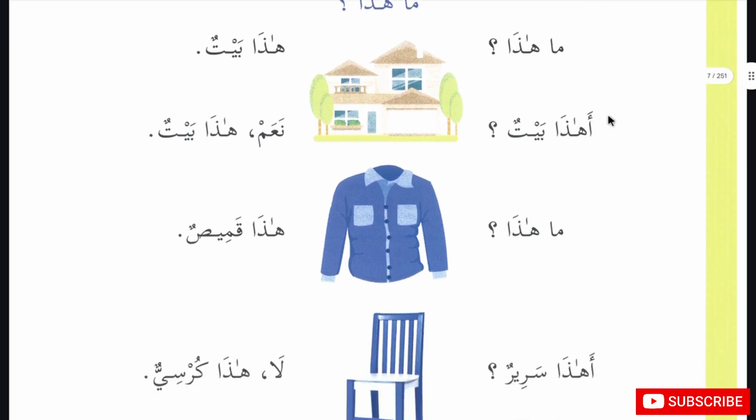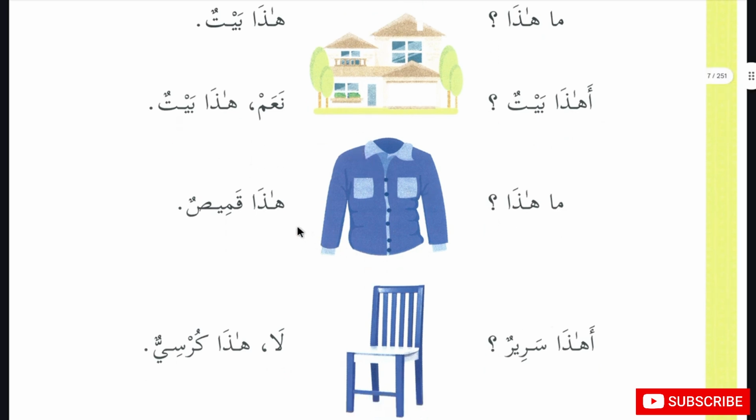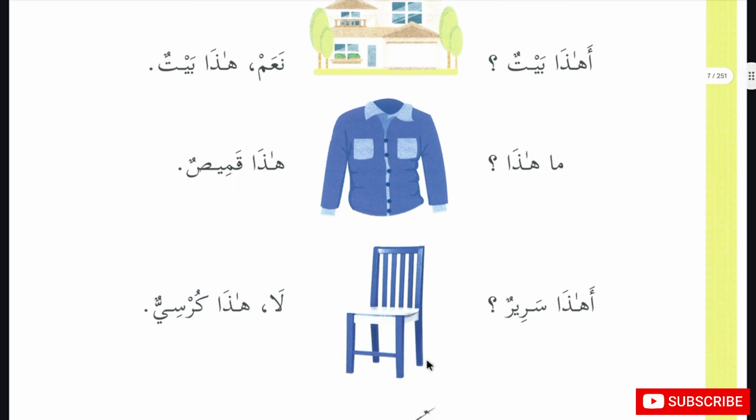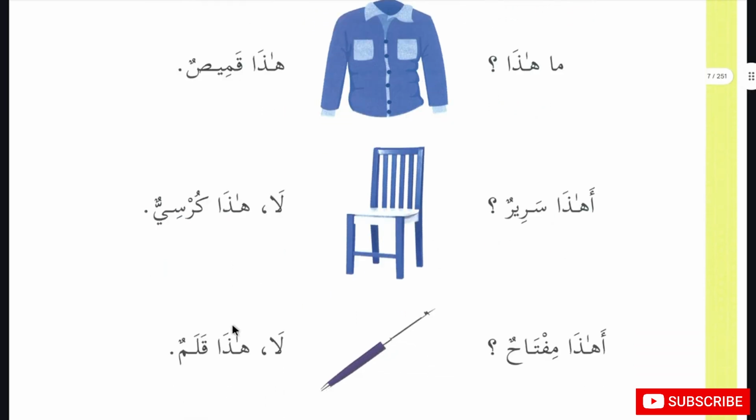You can also put the word hal, and I think we will see that in the future. So you can say hal hada bayt. Is this a house? Naam, this is a house. Naam means yes. Ma hada qamis. What is this? This is a shirt. Hada sarir. Is this a bed? La, no. Hada kursi. This is a chair.